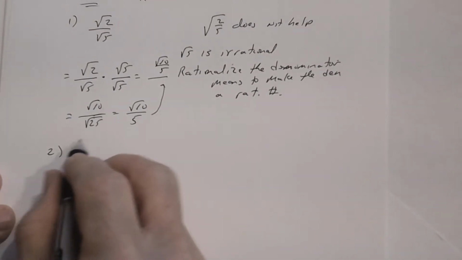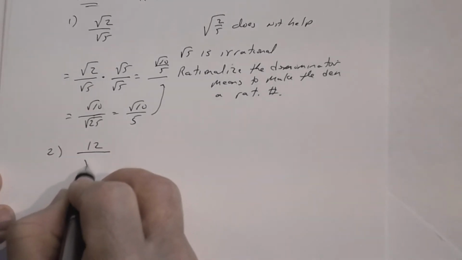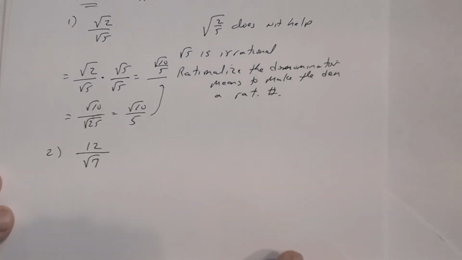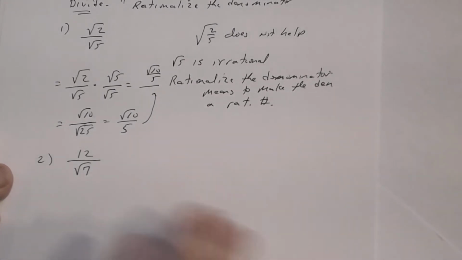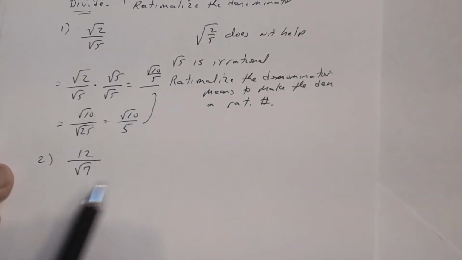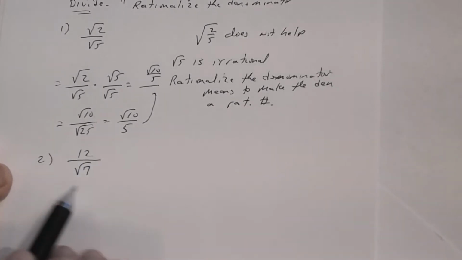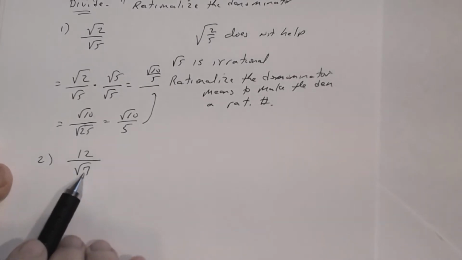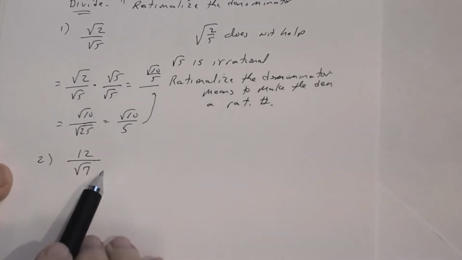So number 2, we have 12 divided by the square root of, let's say, 7. Right away, you know I couldn't use the quotient rule to begin with, because there's no square root in the numerator. So the quotient rule is out of play here. But look at the denominator. What kind of denominator is this? Is the square root of 7 rational or irrational? Well, 7 is not a perfect square, so it's an irrational number. So I want to rationalize the denominator, to make this a rational number.